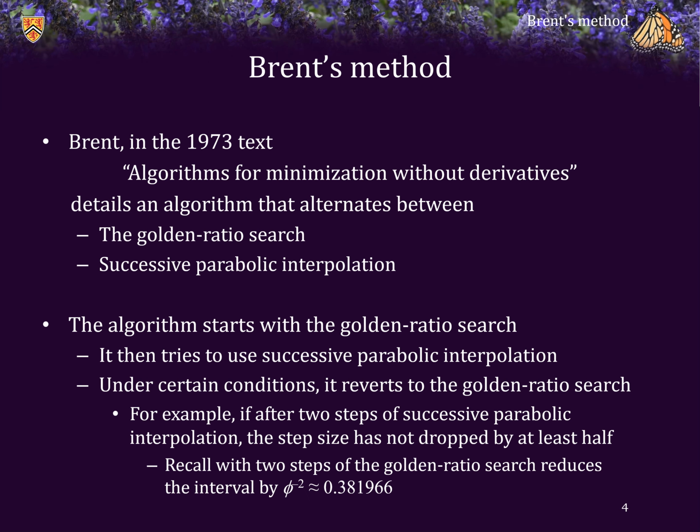After all, you will recall that with 2 steps of the golden ratio search, this reduces the width of the interval by a factor of phi to the exponent -2. And so this is approximately a factor of 0.381966. So if successive parabolic interpolation cannot do better than golden ratio search, it reverts back to the golden ratio search.